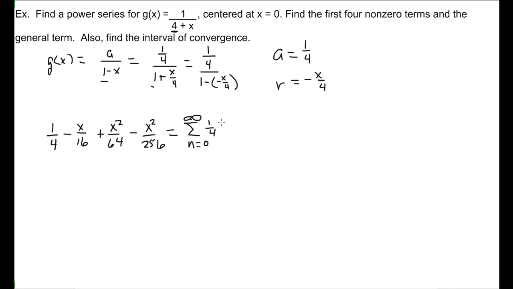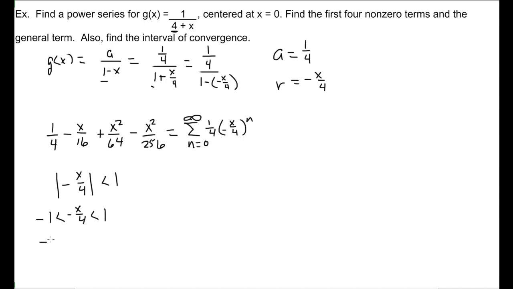Remember, this is a geometric series. R is negative x over 4 to the nth power, and there's no way to simplify this. Now we're asked to find the interval of convergence, so the absolute value of our r, which is negative x over 4, has to be less than 1. So we can write negative 1 is less than negative x over 4 is less than 1.